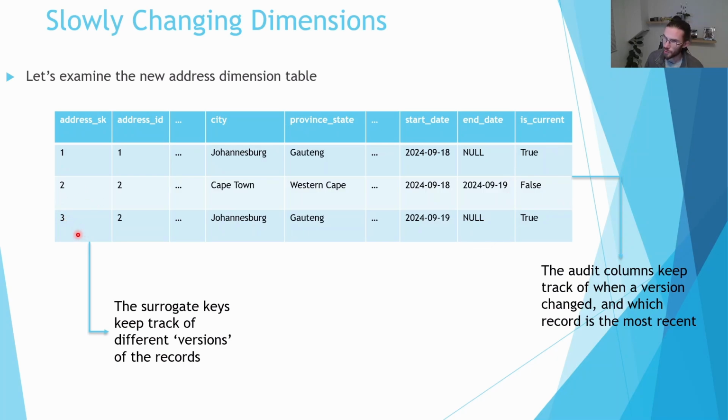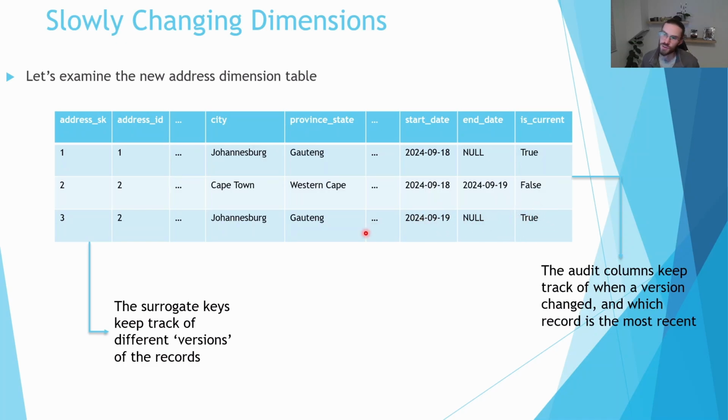The next row in our table has a surrogate key of 3, so this has changed, right, and is a unique identifier. But we can see that this is still address ID with a natural key of 2, so this is where one of those updates happened when someone moved from Cape Town to Johannesburg. And we can see this person is now in Johannesburg, Gauteng, and this happened on the 19th of September, and this is the most current version of the record.